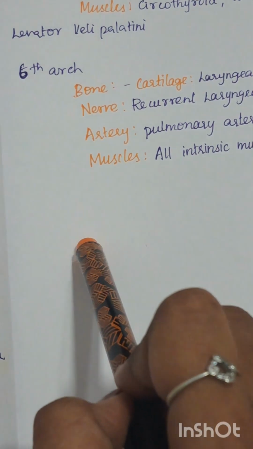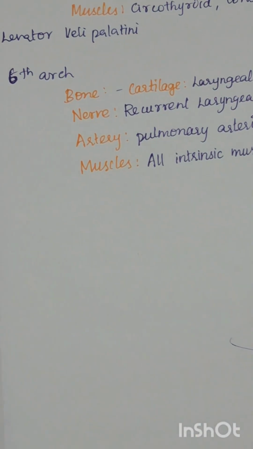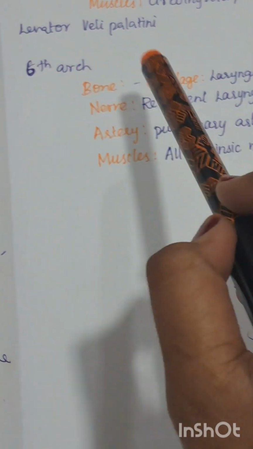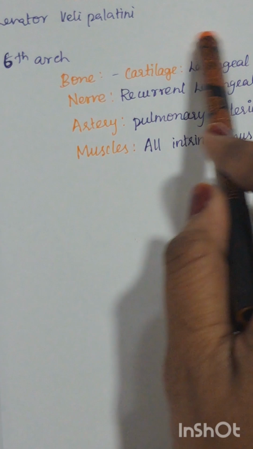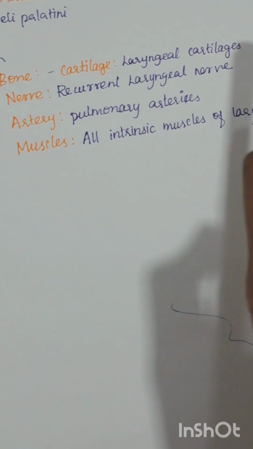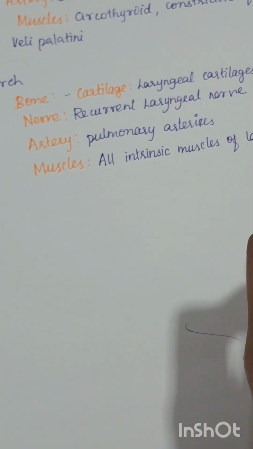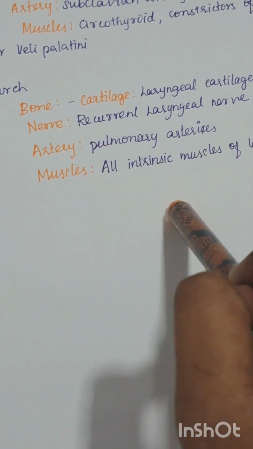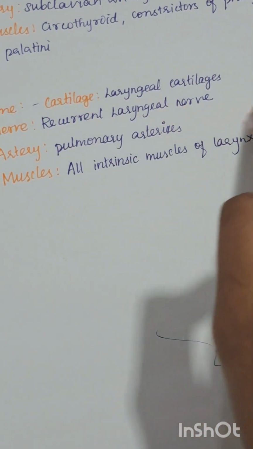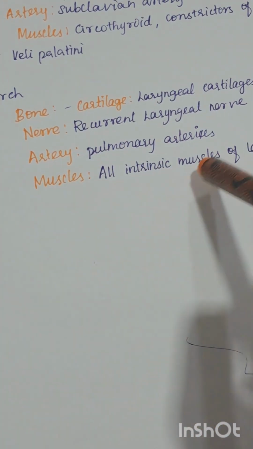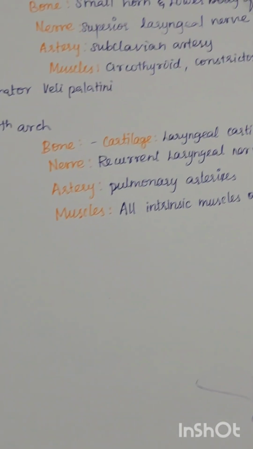Coming to the sixth arch, as we know, the fifth arch disappears early, so it does not give any derivatives. The sixth arch does not give rise to any bone. The laryngeal cartilages are all formed from the sixth arch, and the nerve is the recurrent laryngeal nerve. The muscles are all the intrinsic muscles of the larynx, which are supplied by the recurrent laryngeal nerve, and the arteries are the pulmonary arteries. So these are the derivatives of the pharyngeal arches. Thank you.